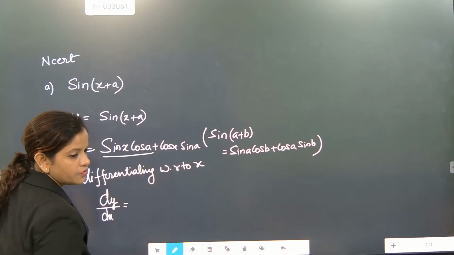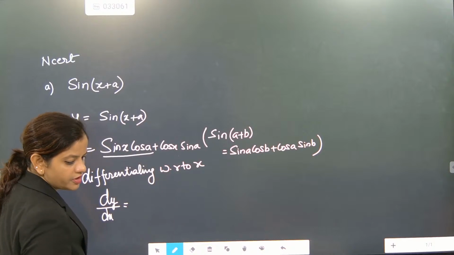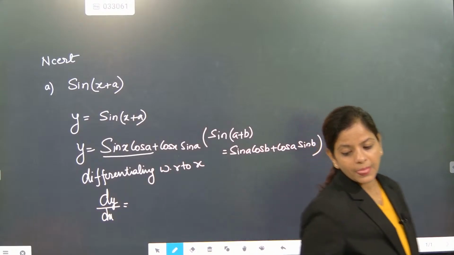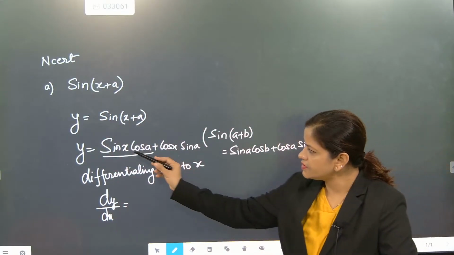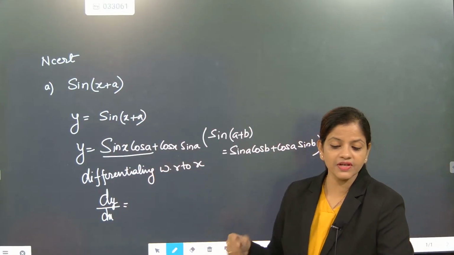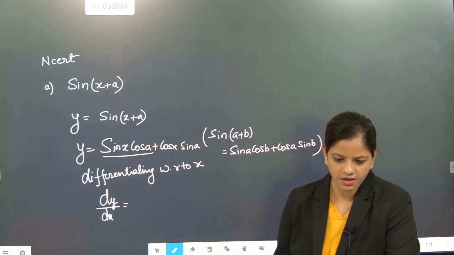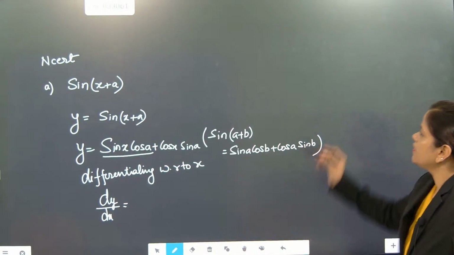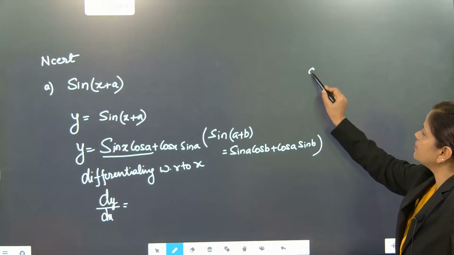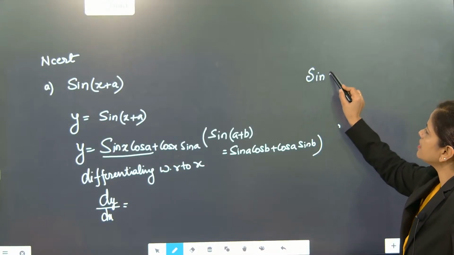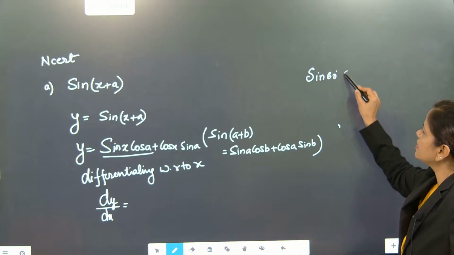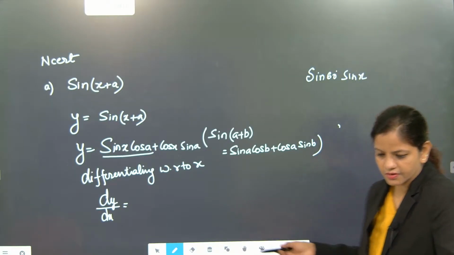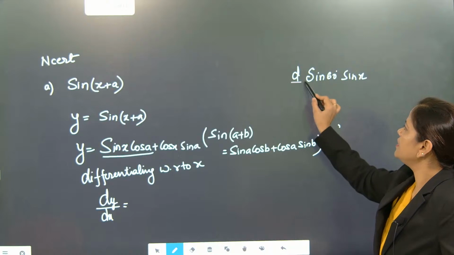You need to understand one very important thing: whenever you differentiate, listen carefully, it should be differentiated with respect to x. Otherwise, it will become constant. Understood? How and why and in which way? Let's see. Now look here. If somebody gives you sine 60 degree into sine x and tells you to differentiate it, here d of dx.